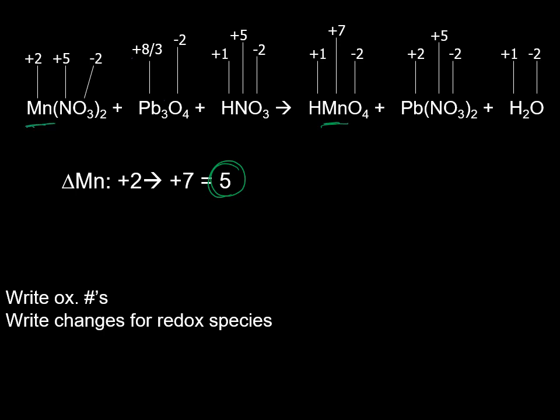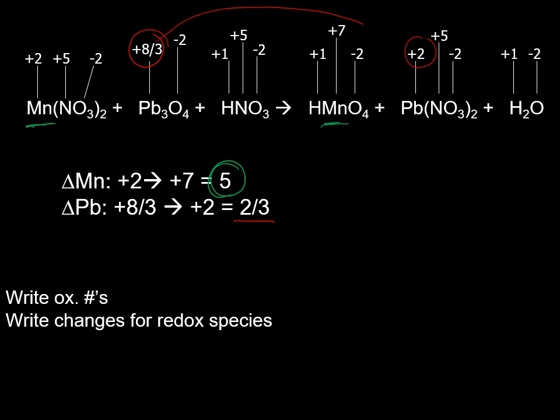So we are just talking about 5 electrons because there's only 1 manganese each. With the leads, though, it is going from 8/3 over to +2. And so this is 2/3 of an electron in difference. Now that temporarily should sound a bit strange. It is changing by 2/3 of an electron per lead, but we have 3 of them, right?